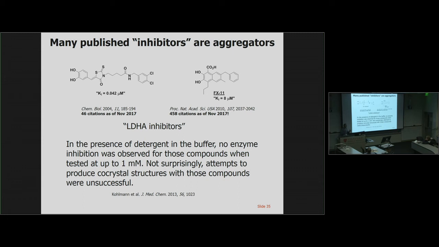So I think what this says, basically, is that these papers are garbage. And that's kind of embarrassing for the people who publish them, but it's also kind of scary because when you look at the number of citations, almost 500 citations of this paper since 2010, and this is actually sold by a number of vendors as a chemical probe for LDHA.